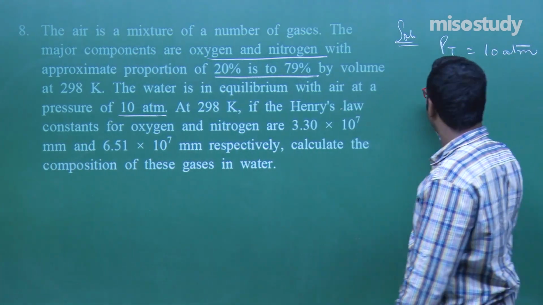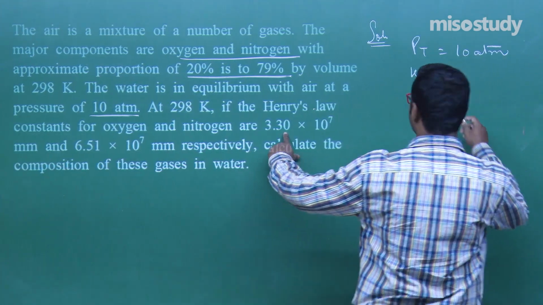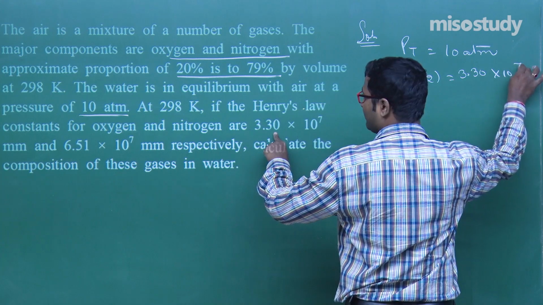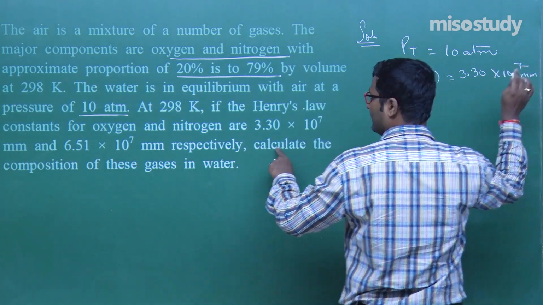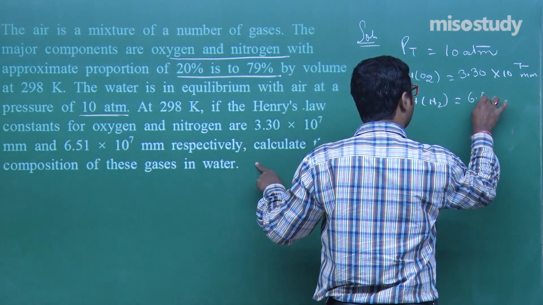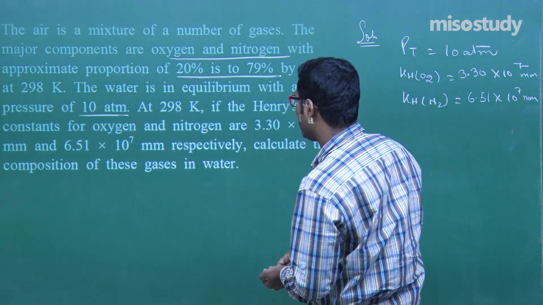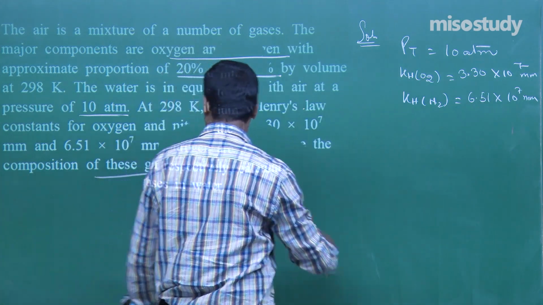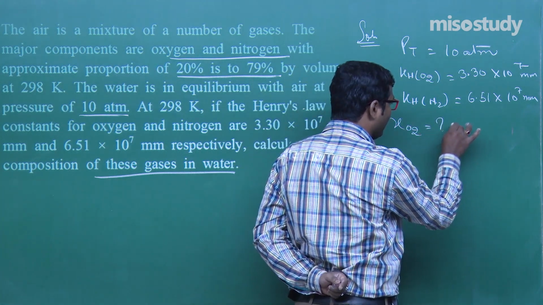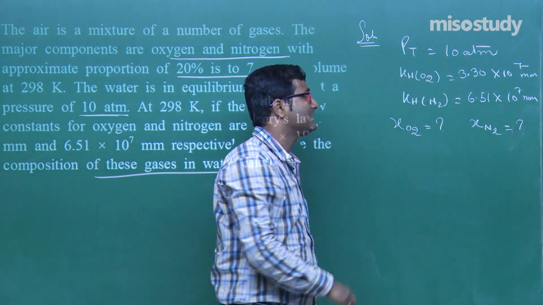Now the Henry's law constant Kh for oxygen is given here as 3.30 into 10 to the power 7 mm, okay, and for nitrogen it is given here as 6.51 into 10 to the power 7 mm. Calculate the composition of this mixture. What is given here? Calculate the composition. That is, we need to find the mole fraction of O2 and N2. That is the case, my friend.